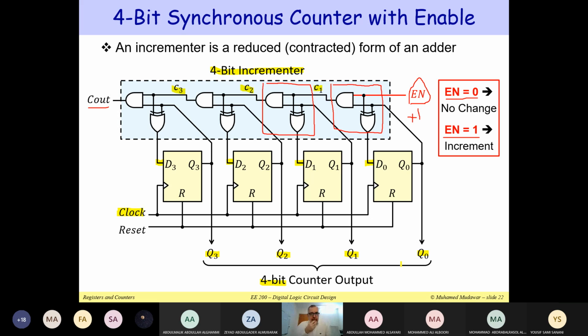Now let me show you something. You get C1 equal to 1, of course, if it is enabled and Q0 equal to 1. There's an AND gate here. So basically, if you have Q0 equal to 1 and it is enabled, then we get C1 equal to 1. When do we get C2 equal to 1? We get C2 equal to 1 when C1 is equal to 1 and Q1 is equal to 1.